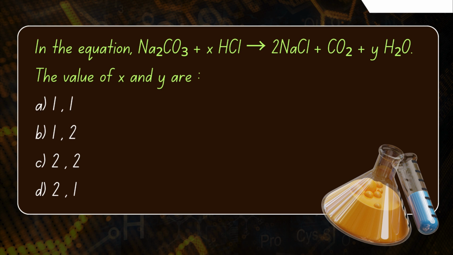So, what we need to know is, if you have one sodium carbonate reacting, what numbers go in the place of X before hydrochloric acid and Y before water to balance the equation? The options are 1 and 2, or 2 and 2, or 2 and 1. So, figure out what numbers, X and Y, are to balance the equation.